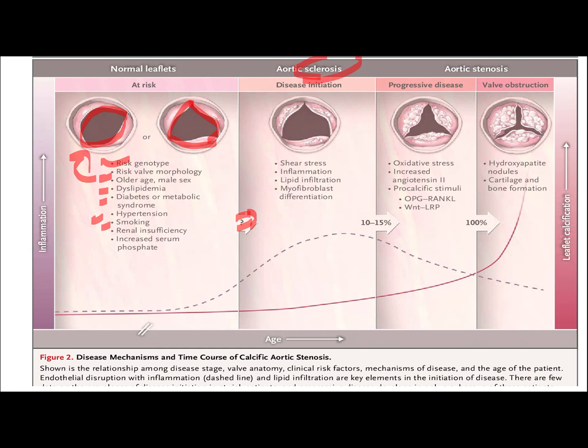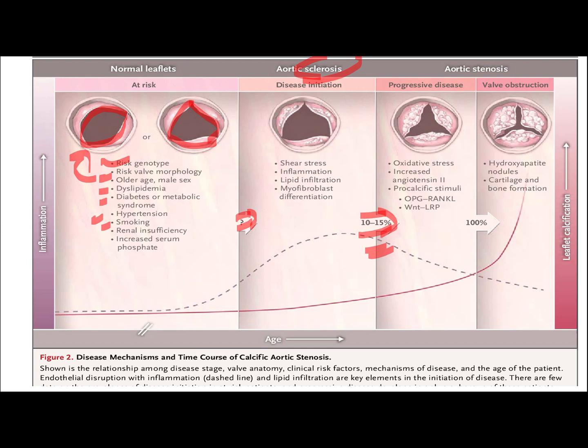Now what do I mean by sclerosis, and what is the difference between sclerosis and stenosis? Sclerosis means just thickening and fibrosis of the valve. But stenosis means there is calcification and progressive obstruction of the valve. Before obstruction it is sclerosis, and after the obstruction it is known as stenosis. As the sclerosis progresses, about 10 to 15% of patients will eventually develop aortic stenosis.